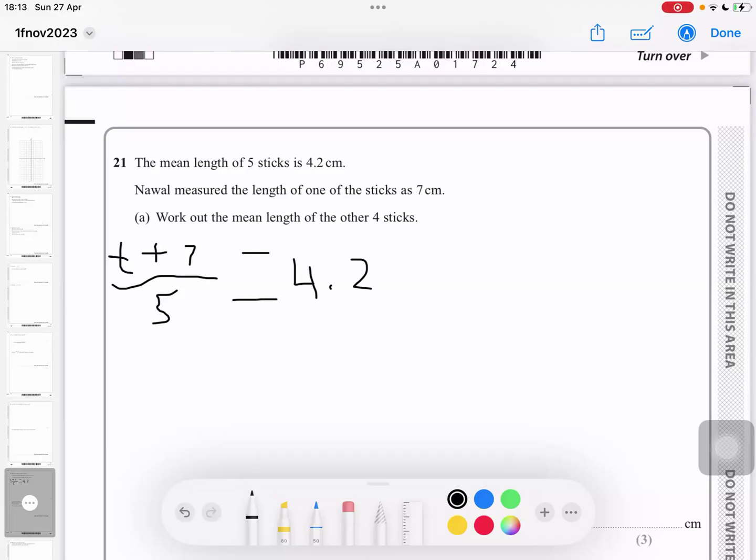Okay. So can you see why it's like this? Do you understand why it's like this? Yes. Okay, remember T again is the sum of the lengths for 4 sticks. We only said T plus 7 because they told us the length of the 5th one. So the length of 4 sticks plus the 5th one divided by 5 will give us the mean length for the 5 sticks. So that's 4.2. So our job right now is to find T.